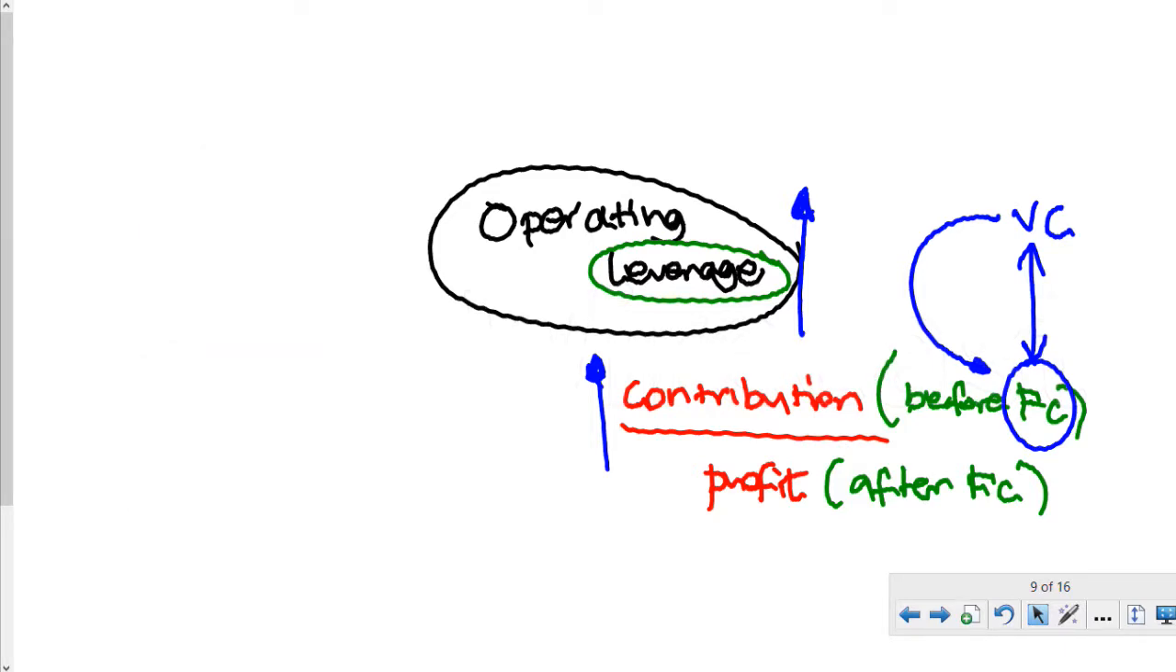Are there some businesses where you tend to find that you have more variable costs than fixed costs? Are there some businesses? Yeah. Only very small businesses, I would say, like startup businesses.